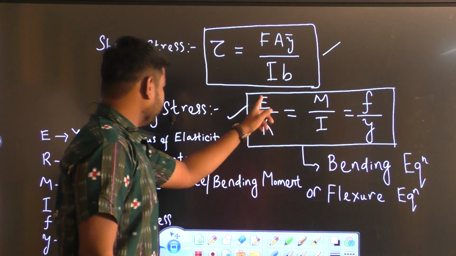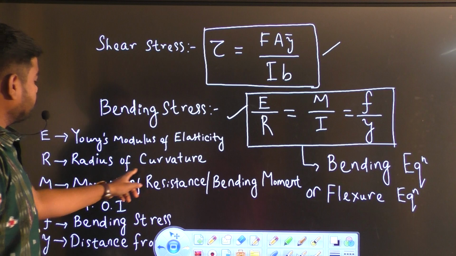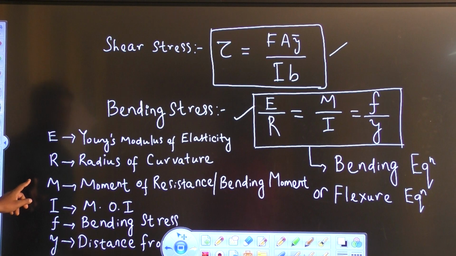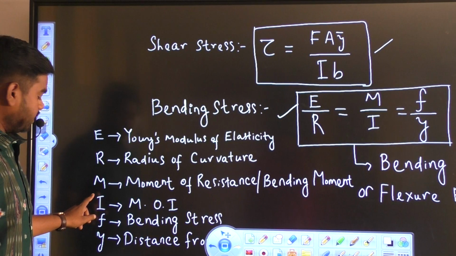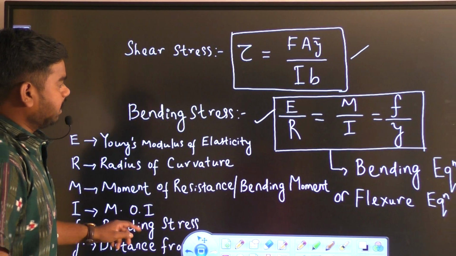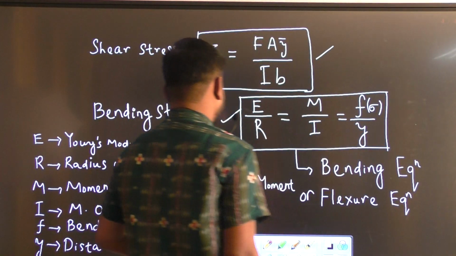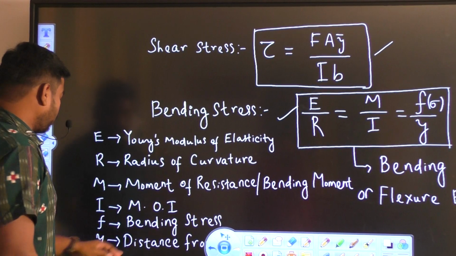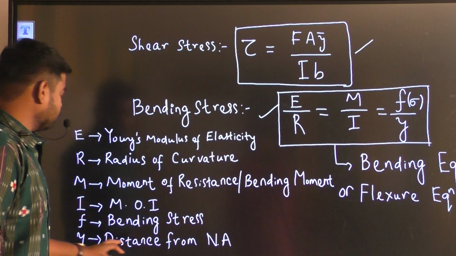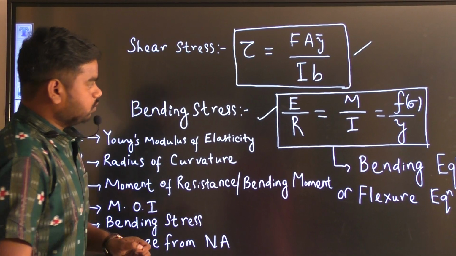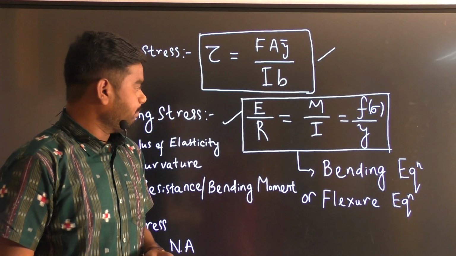Here E stands for the Young's modulus of elasticity of the beam, R stands for the radius of curvature, M stands for the moment of resistance or bending moment, I stands for the moment of inertia, and F stands for the bending stress. This bending stress is denoted with the symbol F, or it may be denoted with the symbol sigma. And Y is nothing but the distance from the neutral axis. With the help of this equation only, we will find the bending stress developed in a beam.